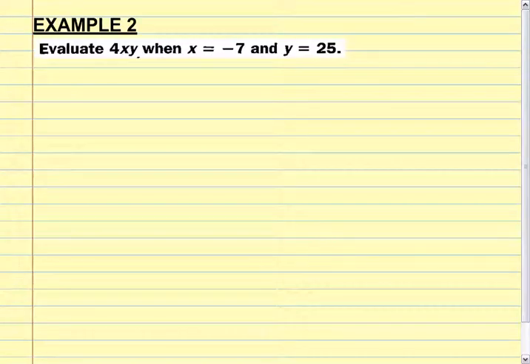Example number 2. Evaluate 4 times x times y. Well, I definitely need parentheses, right? And for x, I'm going to put in -7. For y, I'm going to put in 25. But let me ask you something, Maddie. I've got 3 numbers that I'm multiplying. Which numbers would you like to multiply first? I'd love to do 4 and -7. Does anyone else see a different way that they would rather do it? Maddie, what do you think? 4 and 25. But why 4 and 25?